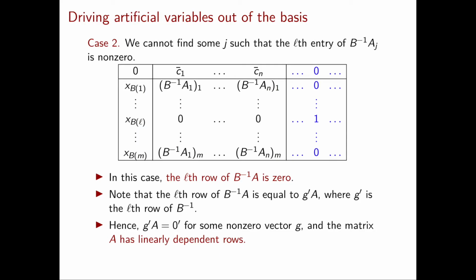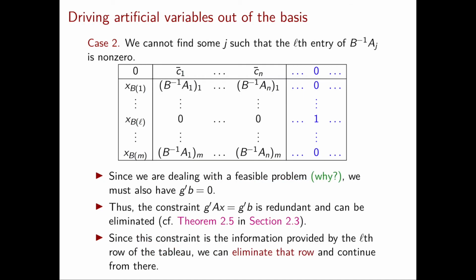So this second case can never happen if we assumed in the first place that A has linearly independent rows. However, if we find ourselves in this situation, it means that the matrix A that we started from had linearly dependent rows and we didn't realize that until now. In this situation, we immediately obtain that we also have g transpose B equal to 0.